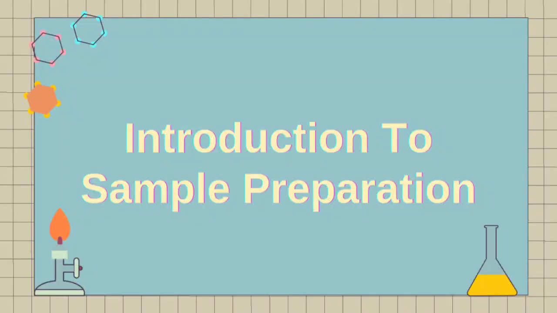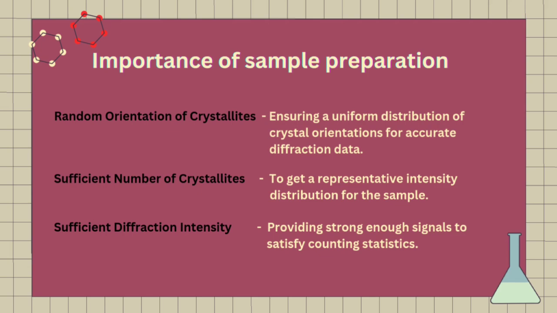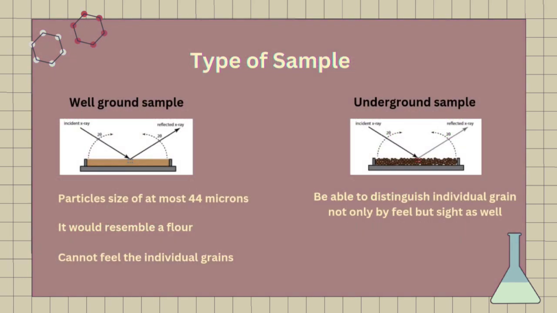Welcome to Introduction to Sample Preparation. The definition of sample preparation refers to essential steps taken to ensure high-quality XRD data by properly handling and processing crystalline materials. The importance of sample preparation is to ensure random orientation of crystallites, sufficient number of crystallites and sufficient diffraction intensity. There are two types of sample, well-ground sample and underground sample.